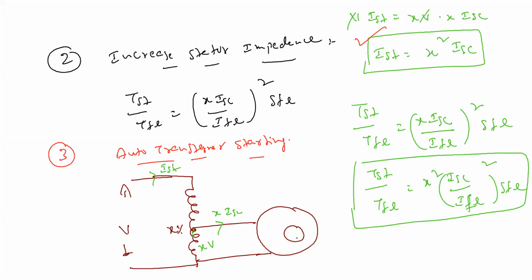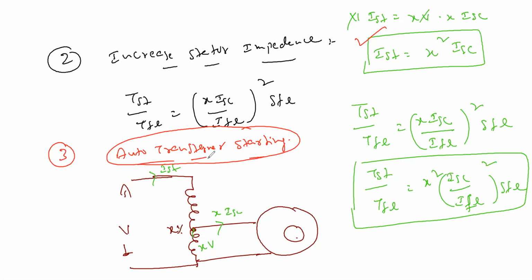Because if the current is reduced 16 times, the torque is also reduced by 16 times. I accept that. But it is not acceptable if the current reduces 4 times while the torque reduces 16 times. But what is the problem here?